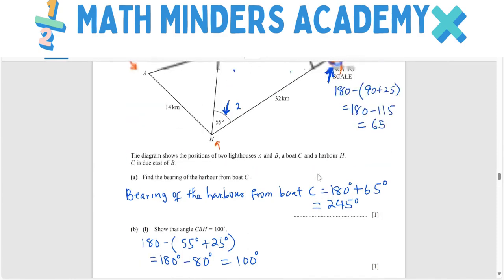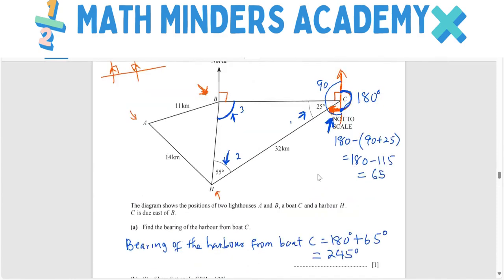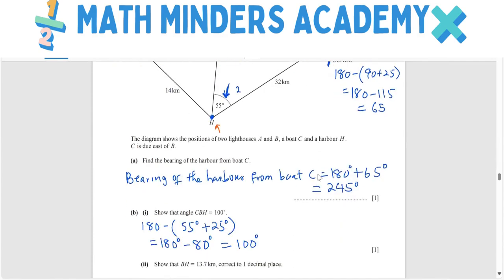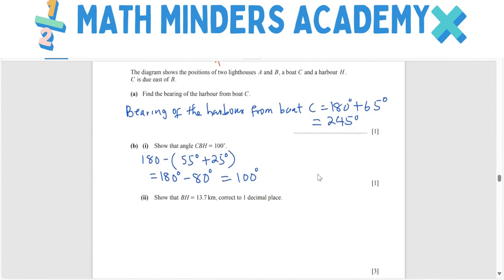BH. So let's look at that. BH is this line here from B to H. So now we are going to use the sine rule. We are going to take the side we are looking for, BH, over sine 25 degrees.